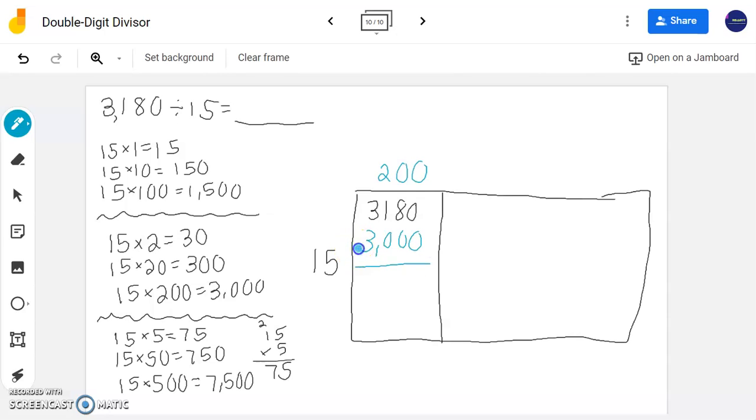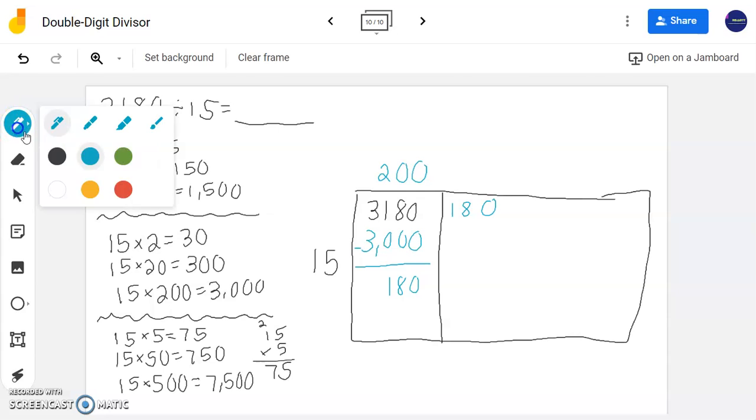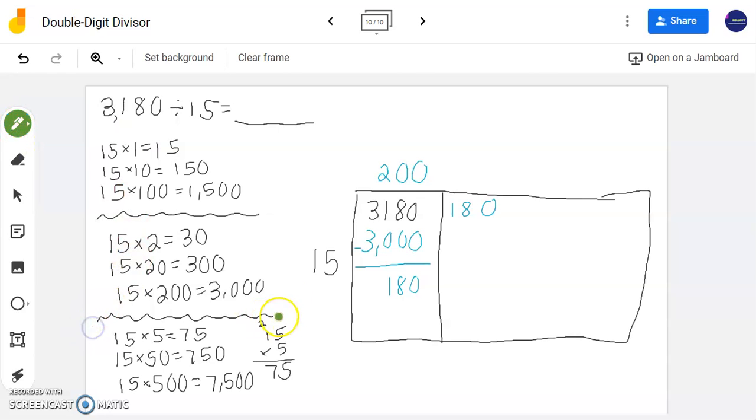Now I'm going to subtract and I'm left with 180. So I'm getting closer, but I can still continue making more groups of 15. So I'm going to place that 180 on top here in a new step. So let's do my new step in green. Now I'm looking here and I see, okay, 180. What can I get close to or exactly to 180? Well, I noticed here is 150. This is great. Let's do 15 times 10. Now 15 times 10 is 150.